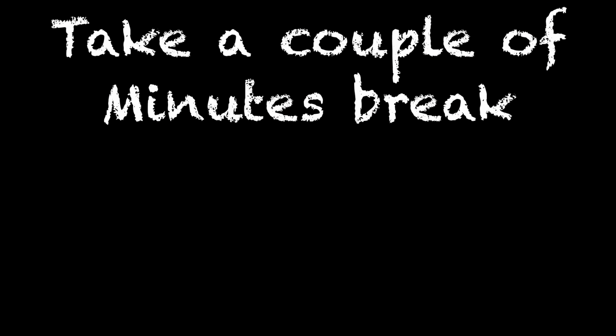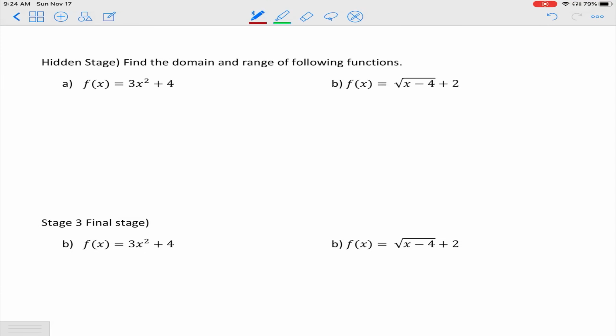Now the hidden stage: instead of having a graph, you have an equation that asks you to find the domain and the range. In order for you to do so, please go back to transformations, level 3, stages 1, 2, and 3. Without those, you will have a hard time understanding this, so make sure you go and watch those 3 videos.